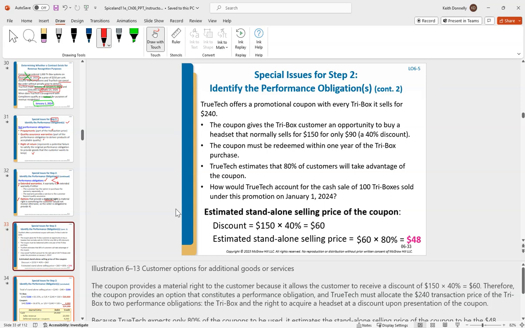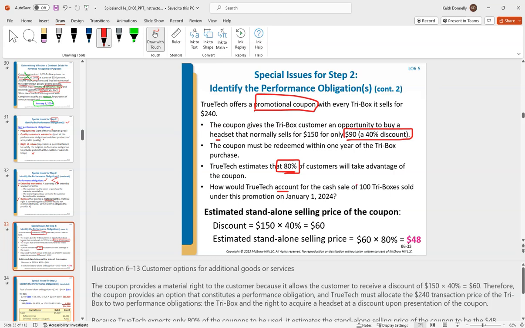So TrueTech offers a promotional coupon with every try box it sells. The coupon gives the customer an opportunity to buy a headset that normally costs $150 for $90. The coupon has to be redeemed within a year. They estimate that 80% of the customers take advantage of it. How do we account for this if we were to sell 100 Xboxes? So what's going on? That's a mouthful.